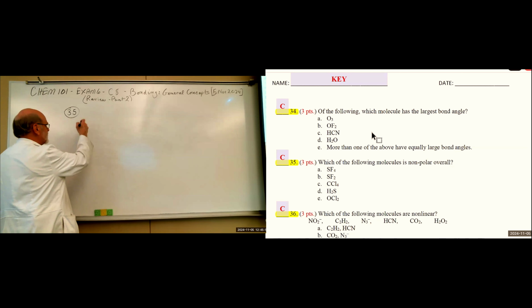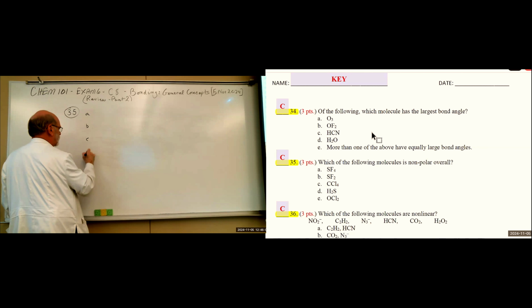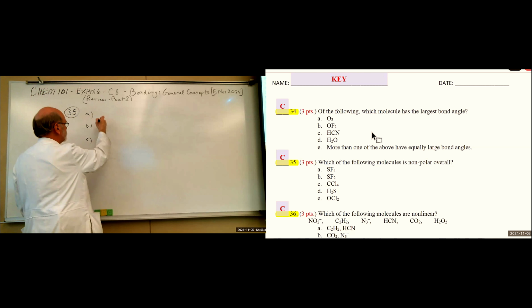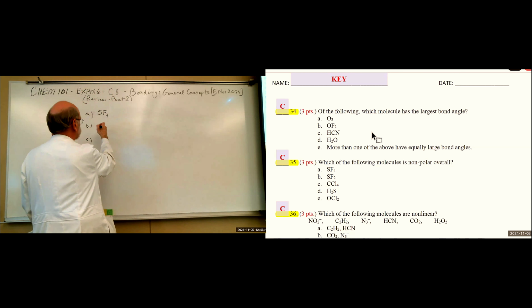So let's see, A, B, C, D, E. Let's see how many of these we might have already done. We can shorten the time. SF4. Let's see, I'll look at it this way. SF2.